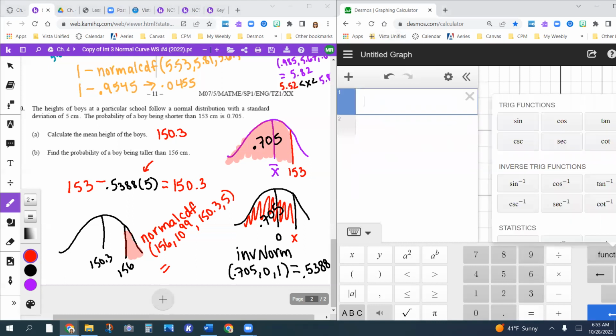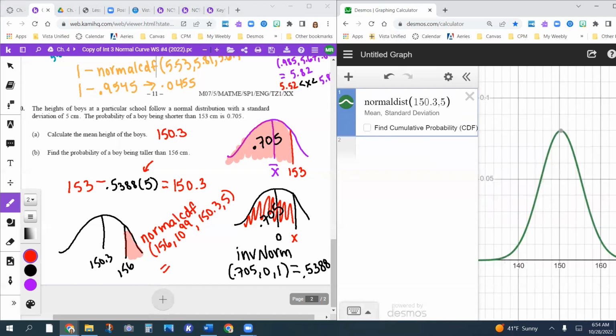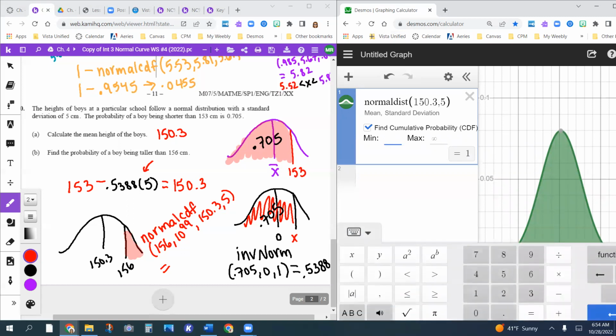Okay, so I'm doing it on Desmos. I have to put my mean in first on mine. So it's going to be 150.3. My standard deviation is 5. Okay, that's a picture of that. I want cumulative, and I'm going to go from 156 to infinity, or 10 to 99 for you guys. And I get a 0.127, so a 0.13 as my answer. And that's the end of this video.